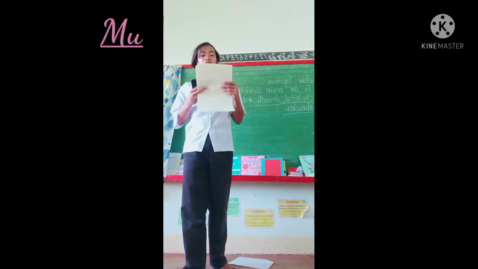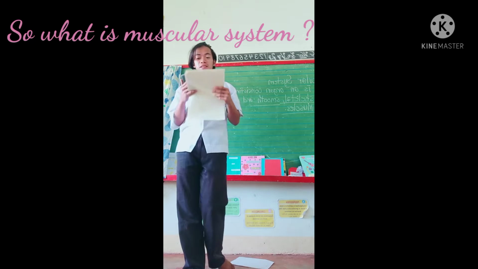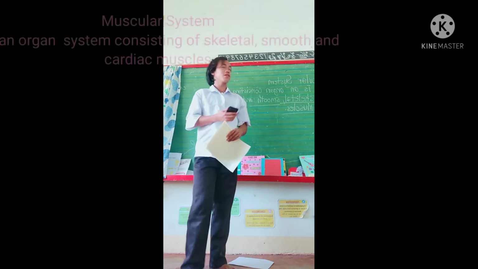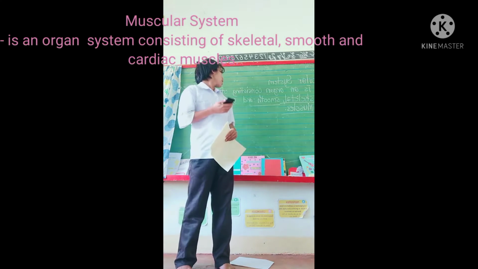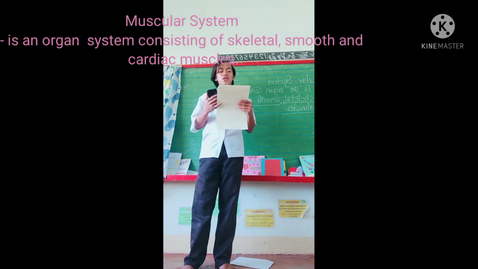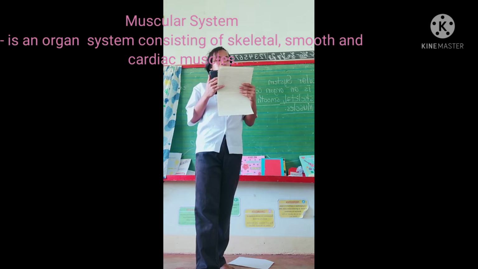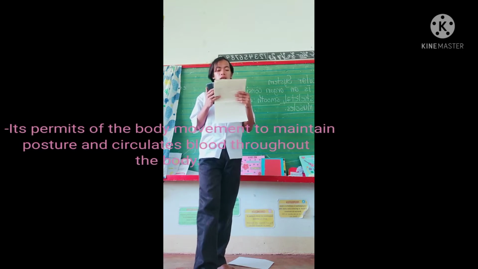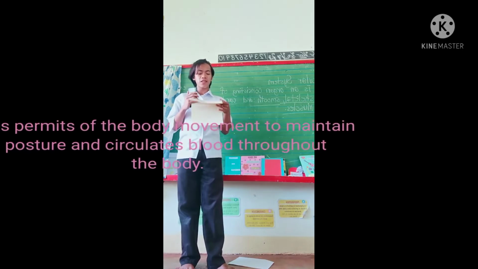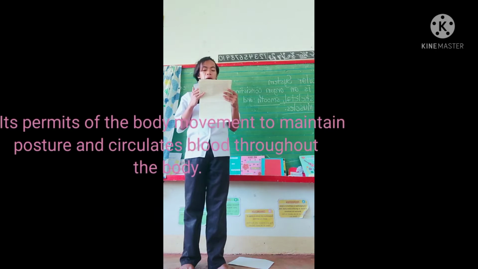Let me discuss the muscular system. So what is the muscular system? The muscular system is an organ system consisting of skeletal, smooth, and cardiac muscles. It permits the body to move, maintain posture, and circulate blood throughout the body.